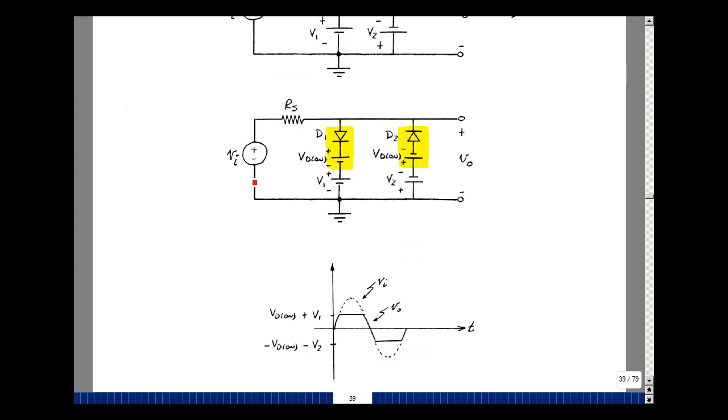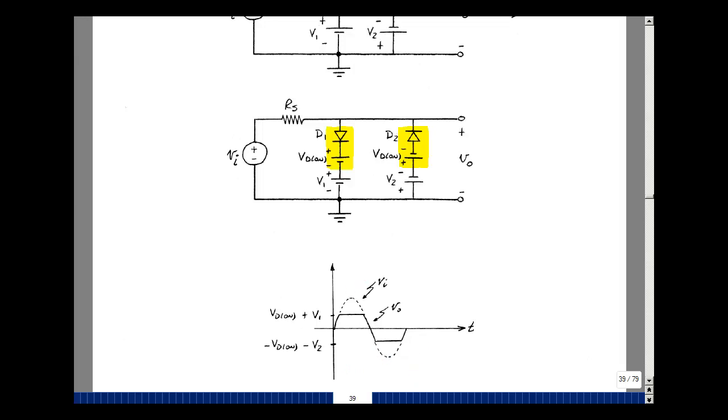If the input were positive, then current would want to flow in this direction and this direction, but current can't flow this way. So when this is big enough, current will flow this way, and the output will be 0 volts plus VD on plus V1. So we're going to clip the positive portion here at VD on plus V1. When the input goes negative, current can flow this way, but it can't flow this way. So when this is negative enough, this will conduct, and the output voltage will be equal to minus 0, minus VD on, minus V2. So here we got a negative reference voltage. We're going to clip everything below the waveform here. So we're clipping the top off or clipping off the bottom.